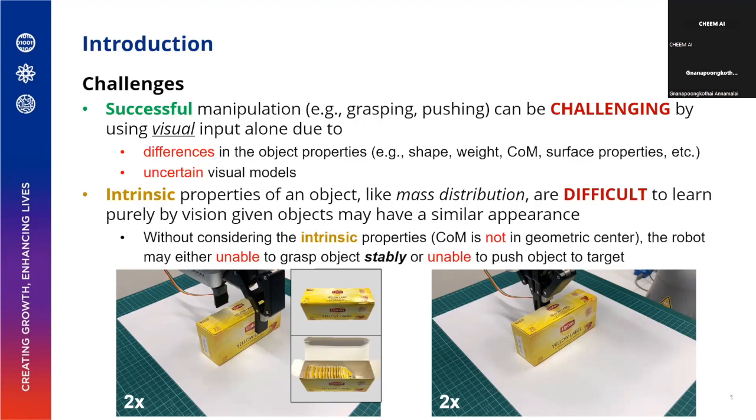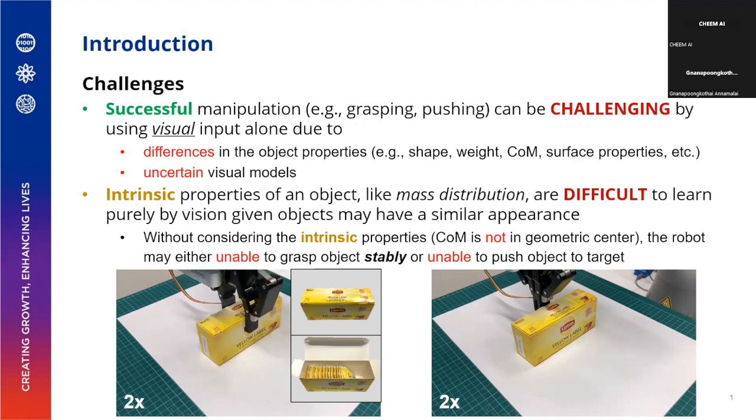The most important thing is that intrinsic properties of an object, like the mass distribution, are very difficult to learn by vision only. Here I give an example. You can see this tea box. Inside the tea box is not full; it's only half full. So in this case, the COM is not in the center, right? If I only use vision to grasp this tea box, it will fail, because when we use a camera only, we think that the COM is in the center. But actually it's a bit off.